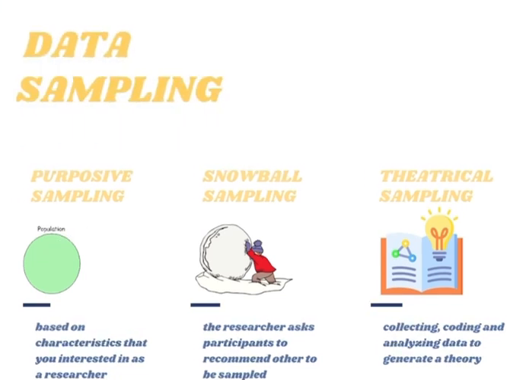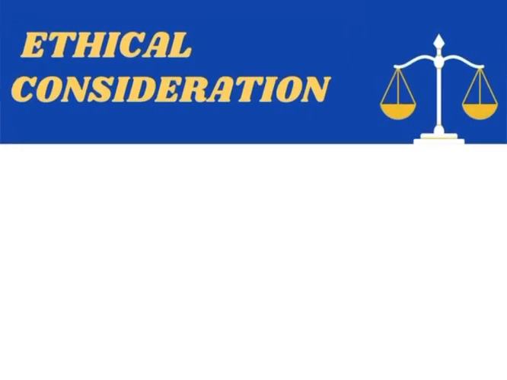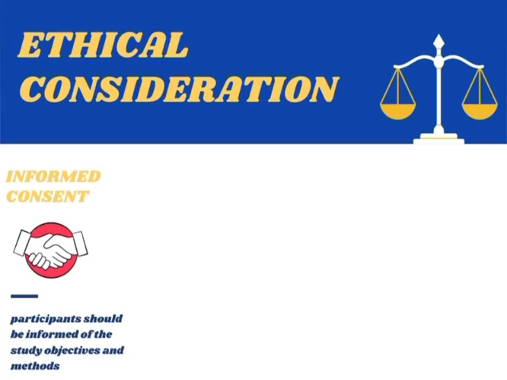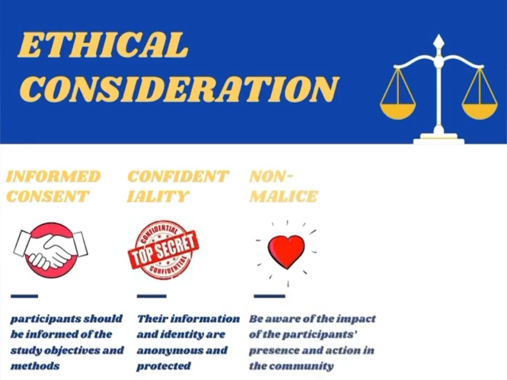Now, what about the ethics that you need to consider as a researcher? Number one, participants should be fully informed of the study objectives, methods, potential risks, and the right to withdraw at any time, as participants' consent should be obtained continuously throughout the study. The second one, the researcher anonymizes the identity and personal information of the participants to protect them from being leaked or identified easily.